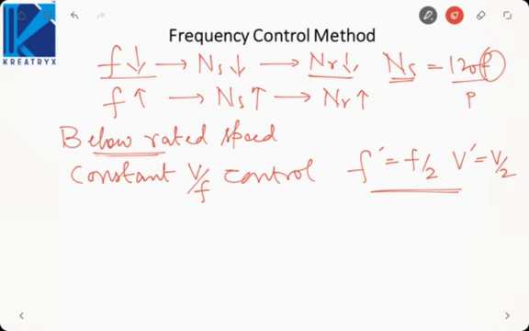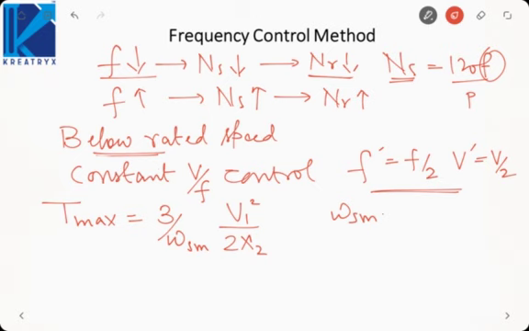So what is the effect of V by F being constant? Let us first look at Tmax. The expression for Tmax is 3 by omega Sm into V1 square by 2 X2. Omega Sm is nothing but 2 by P into 2 pi F, that is omega S into 2 pi F. So there is one frequency term coming here. X2 will be 2 pi F into L2. So frequency is coming in omega Sm as well as X2.